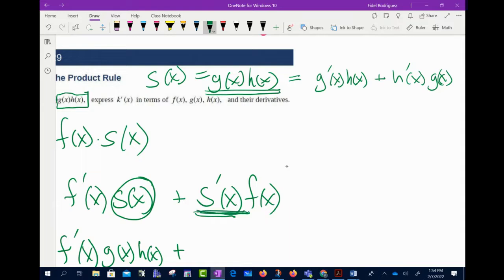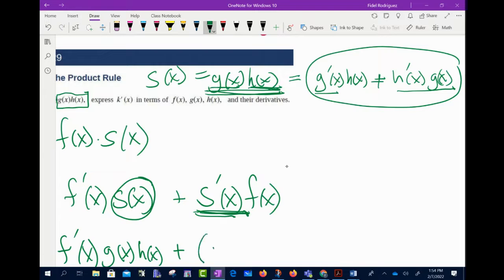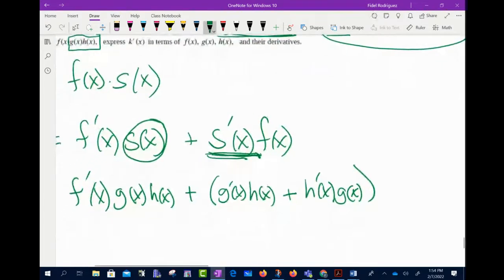Remember, so right here, I'm saying, look, I have to take the derivative of s, right? So this is my s. How do I do it? I take the derivative of the first one times the second plus the derivative of the second one times the first. So that's what I wrote right here. So this piece, y'all, I'm going to copy it right over here. I'm going to put g prime of x times h of x plus h prime of x times g of x. And on the outside, I still have that f of x out there, don't I?